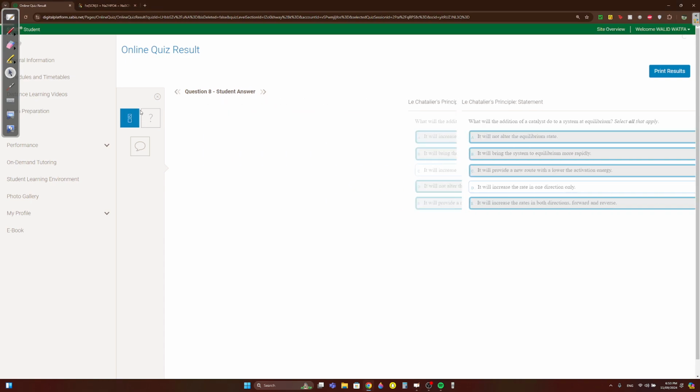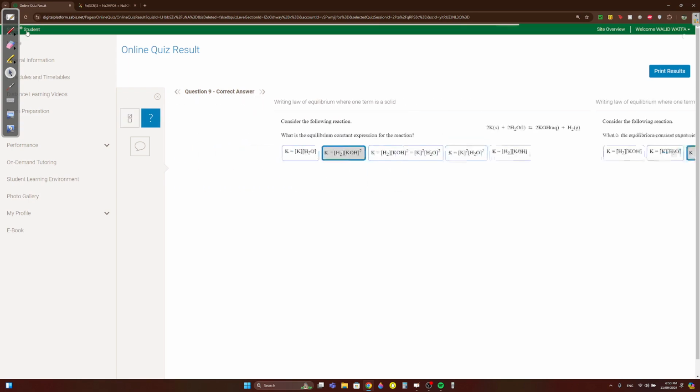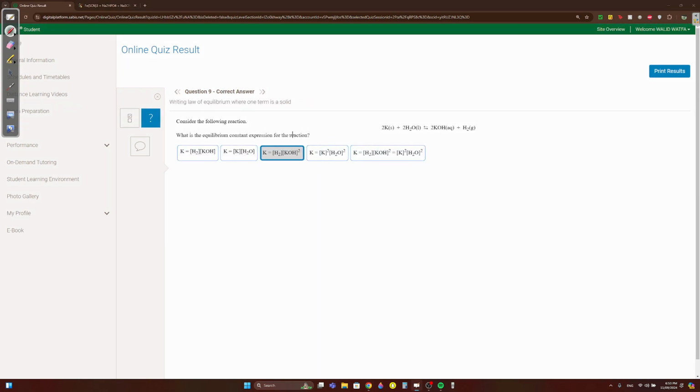Question 8. Let's go a bit quicker. Le Chatelier says that when a system at equilibrium is subjected to a change, the system will partially counteract the imposed change. We know this, right? Okay, what is the equilibrium constant expression for the reaction? Here they say equilibrium constant and not mass action expression anymore. Equilibrium constant is the concentration of products divided by the concentration of reactants.